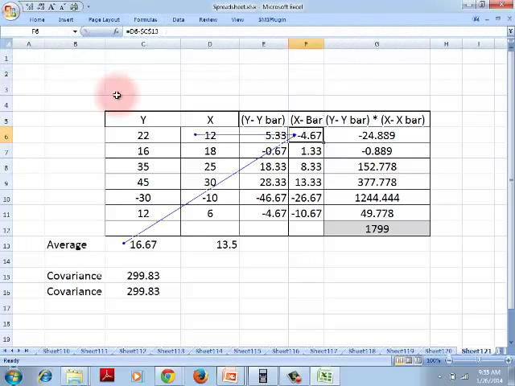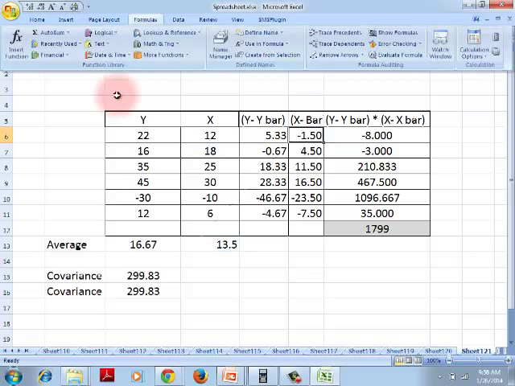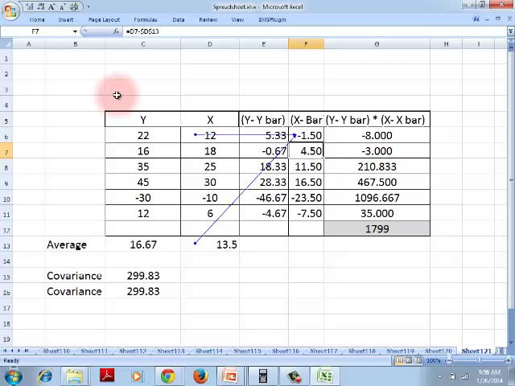Then for X minus X bar, again 12 minus, oh, mistake, sorry. It's gone wrong. So 12 minus 13.50, then in the same fashion 18 minus 13.50. So we've reduced the respective values, and then you get X minus X bar. Then Y minus Y bar into X minus X bar. So 5.33 into minus 1.50, and so on and so forth. So take a total of them.